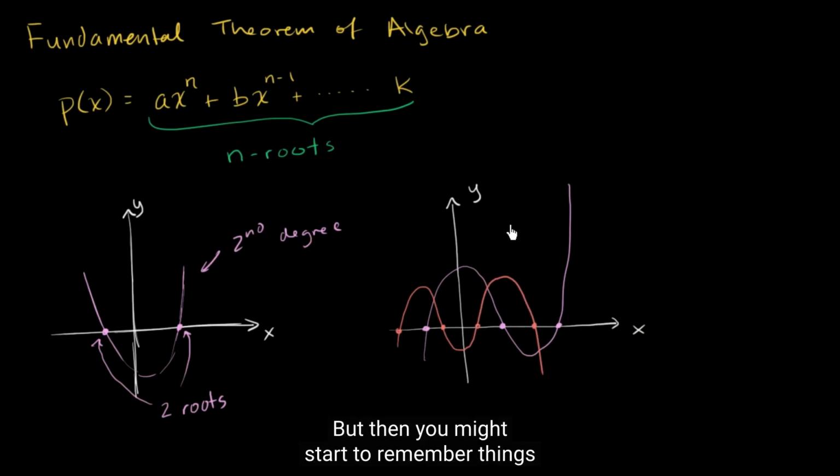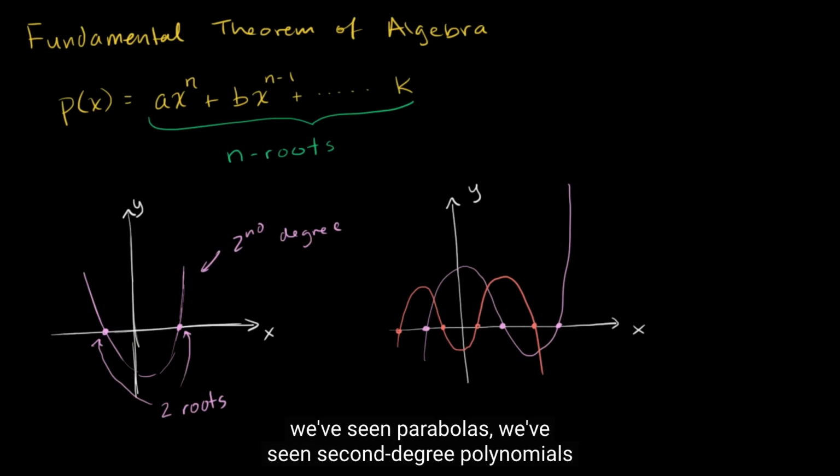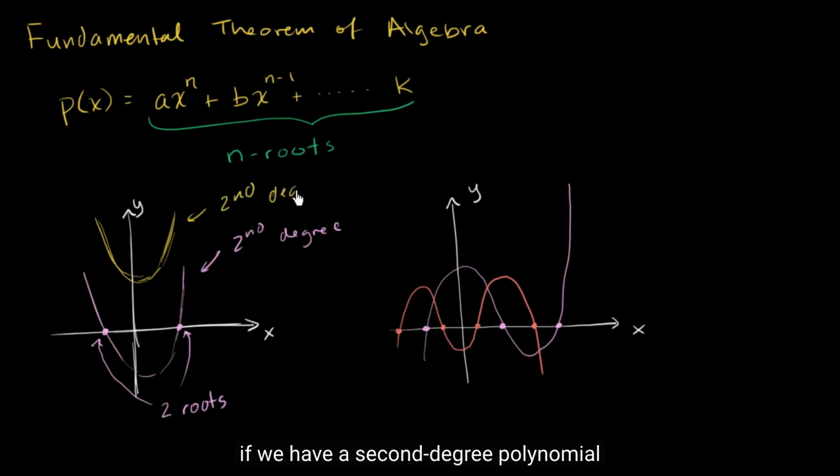But then you might start to remember things that don't always behave in this way. For example, many times we've seen parabolas, second degree polynomials, that look more like this, where they don't seem to intersect the x-axis. So this seems to conflict with the fundamental theorem of algebra. The fundamental theorem of algebra says if we have a second degree polynomial, then we should have exactly 2 roots. Now this is the key.